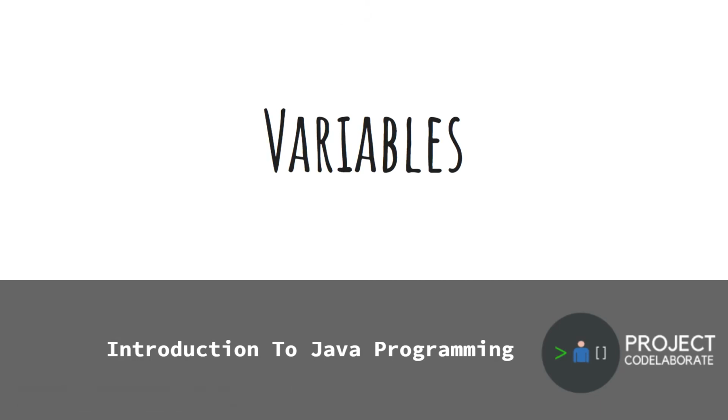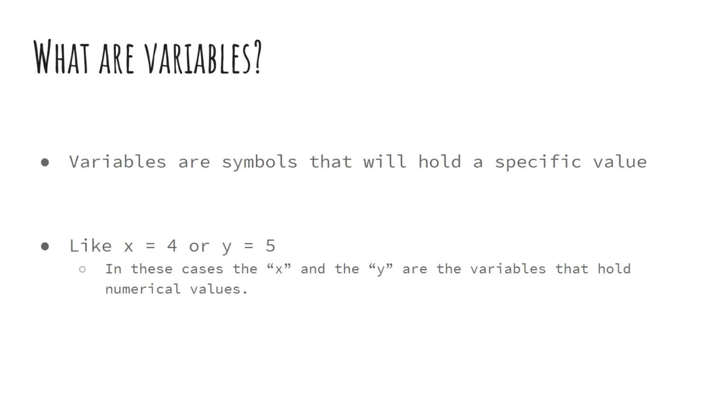In this video, we will cover variables from introduction to Java programming. So, what are variables? Variables are symbols that will hold a specific value. So variable examples are like x is equal to 4 or y is equal to 5. This you would normally see in algebra or pre-algebra content in math classes. So in these cases, x and y are the variables that will hold a numerical value.